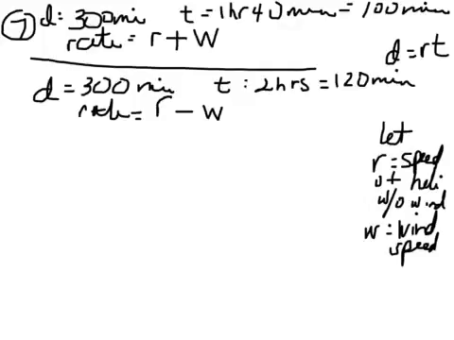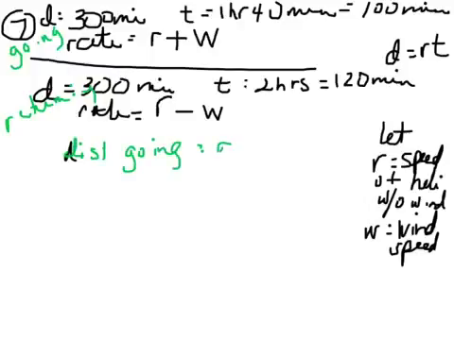All right. Now, what do we know? We know that the distance is the same. Distance, let me write in green here, going and returning. The distance is the same going and returning. So distance going equals distance returning.